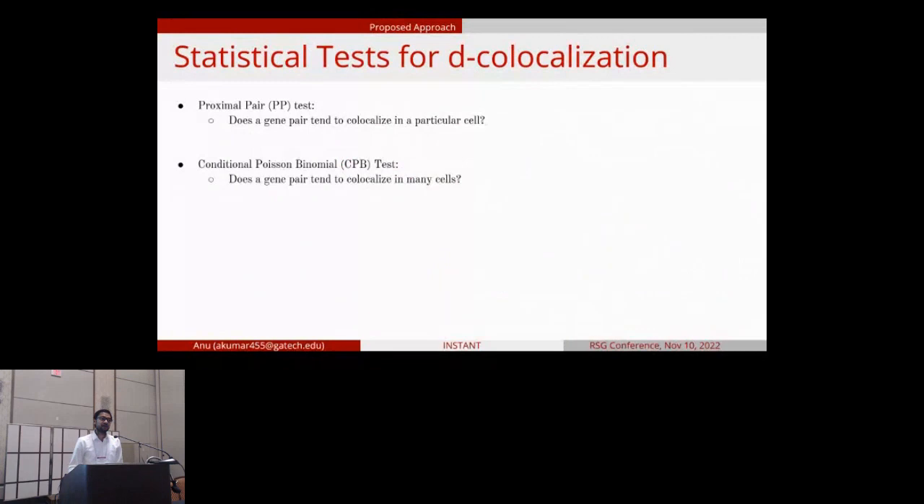So now I will present our statistical tests to detect decolocalized pairs. First, we perform a proximal pair test, which aims to find if a gene pair tends to co-localize in one particular cell. Next, we have a conditional Poisson binomial test, which aims to find if a gene pair tends to co-localize across many cells. Both of these statistical tests were carefully designed to remove any bias or unwanted error, which I will describe in the next few slides.